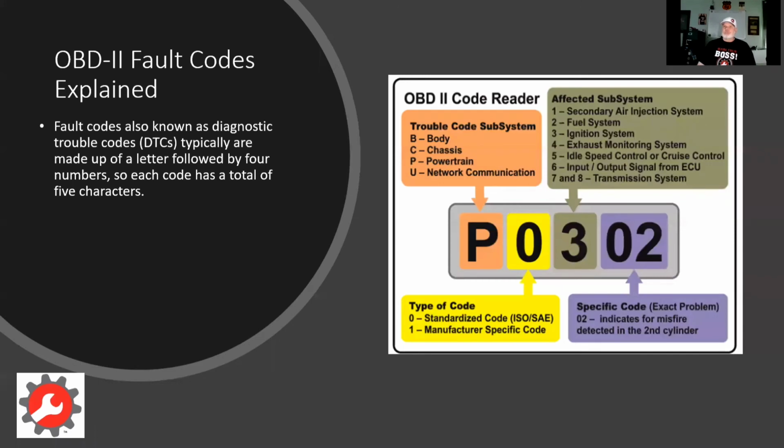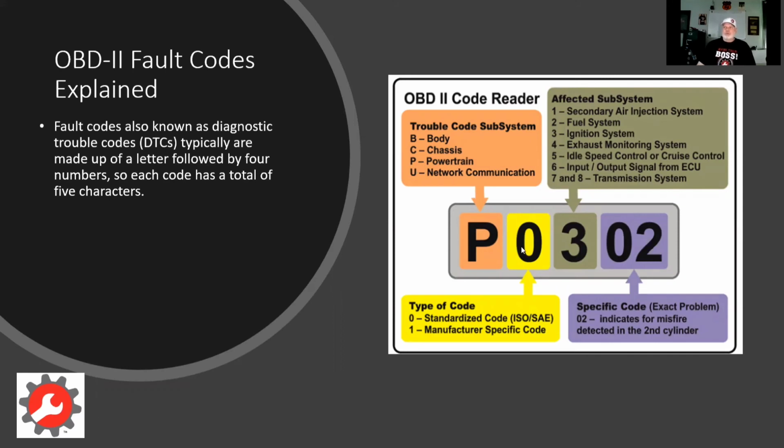So from there, let's look a little bit about the actual OBD2 fault code, and let's break that down for you. So when we have our code reader scan tool hooked up, the first character is the trouble code subsystem. If we have a B, that's going to be body. If we have a C, we're going to look at chassis. A P is powertrain, and a U is network communications. Most of them are going to be right here in your powertrain.